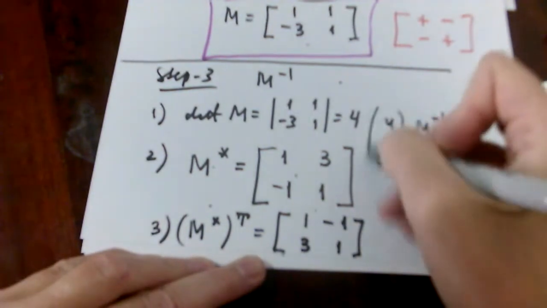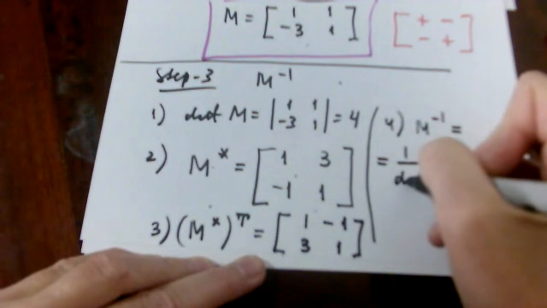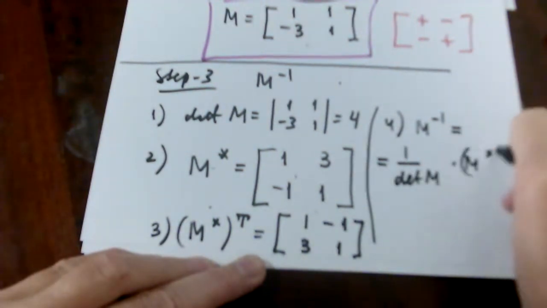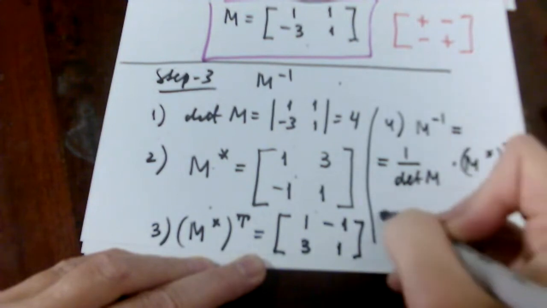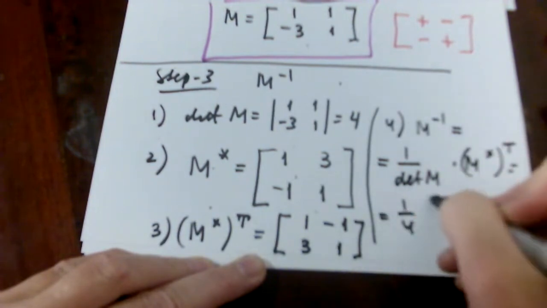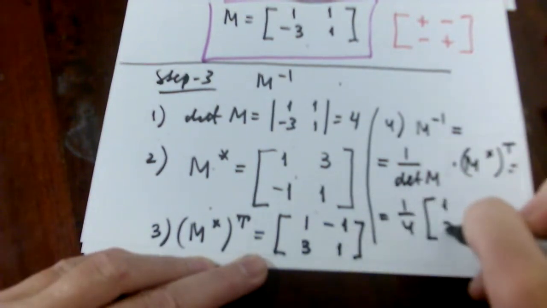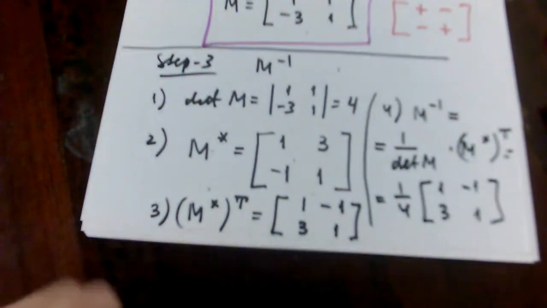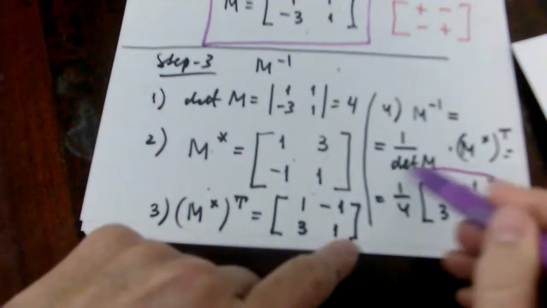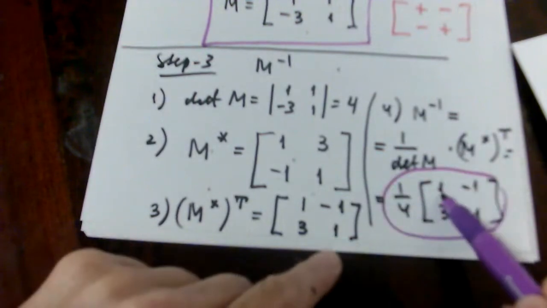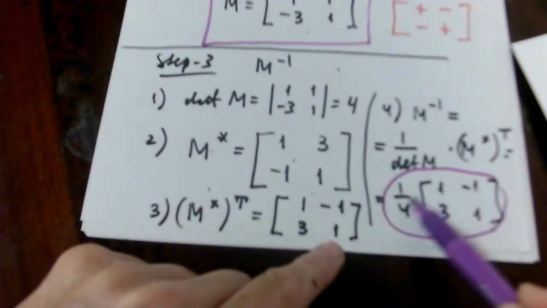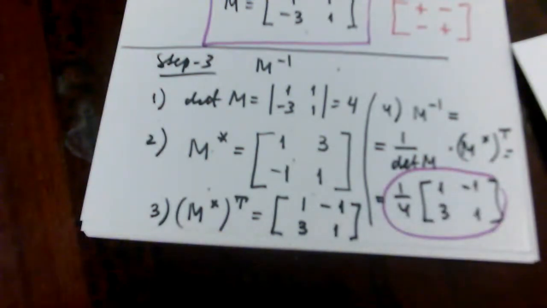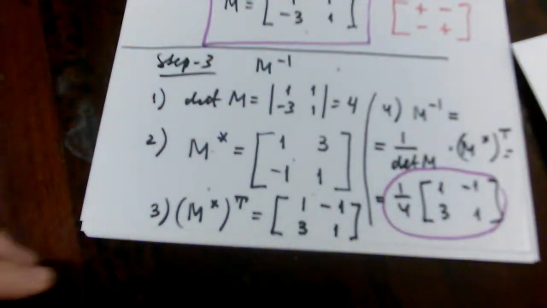There is a formula: 1 divided by the determinant of M times the matrix we just obtained in the previous step. So it will be 1 over 4, and this matrix we just rewrite here. I think we can leave this result in this form. I don't think it's good to try and multiply every element by 1/4 because we will get fractions, and fractions look ugly. It's better to avoid dealing with fractions.